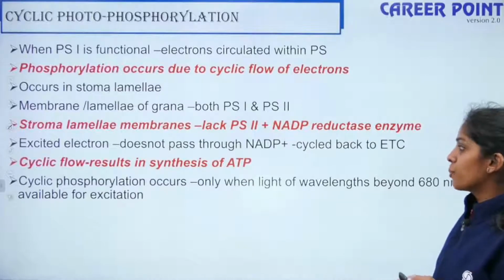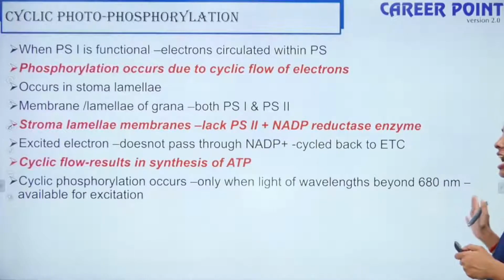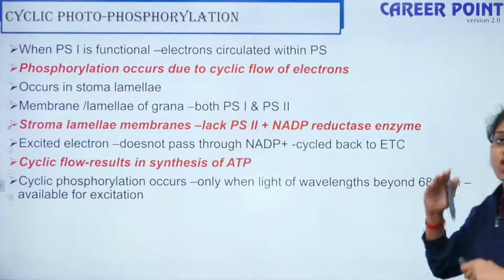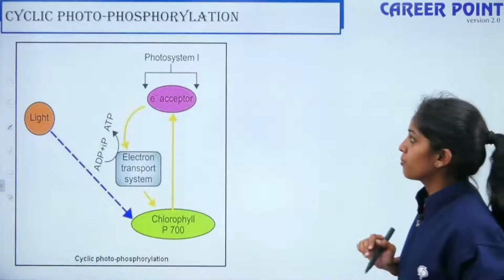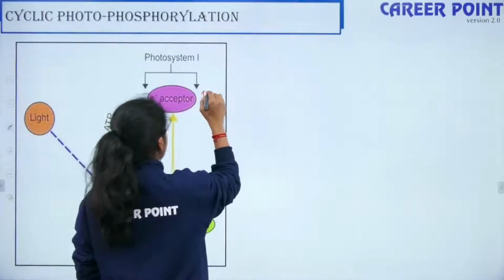The cyclic photophosphorylation occurs only when light of wavelengths beyond 680 nanometer is available for excitation. Very simple, because here the wavelength is P700, so it has to be beyond P680. So this is how your cyclic photophosphorylation happens. Remember, the electron acceptor here is your FeS complex.